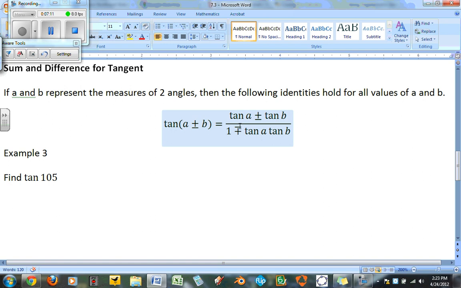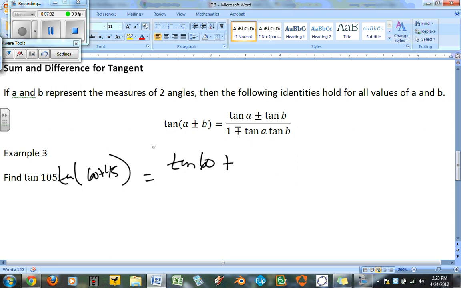So notice that this sign is the same as the one inside the parentheses. This one is different. So the tangent of 105, think of two angles that we know that add up to be 105. I can think of 60 plus 45, right? So let's use that, the sum formula, to find the tangent of 105. All right. So that means we're going to have the tangent of 60 plus, because it's the same sign as the one inside here, the tangent of 45 all over 1, and then this has got to be minus because it's opposite the sign up here. The equation says opposite here. The tangent of 60 times the tangent of 45.